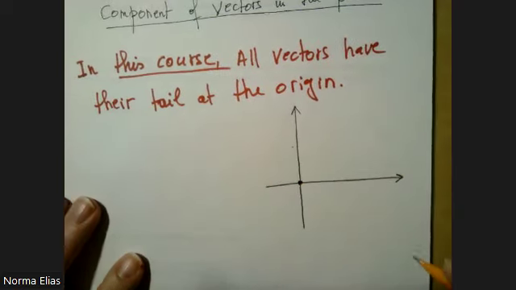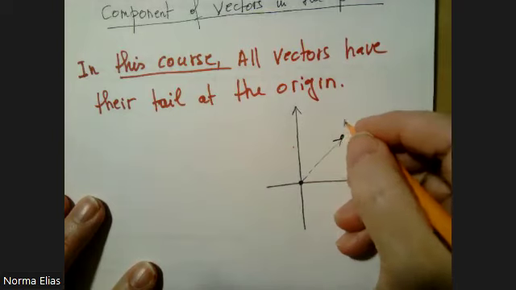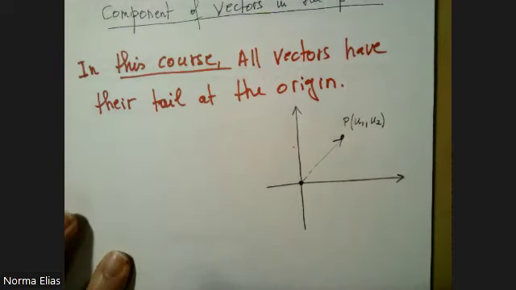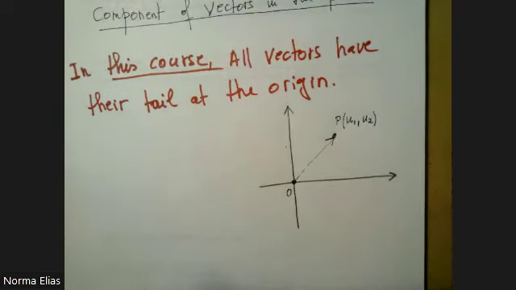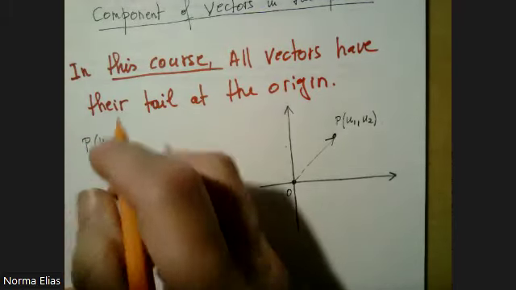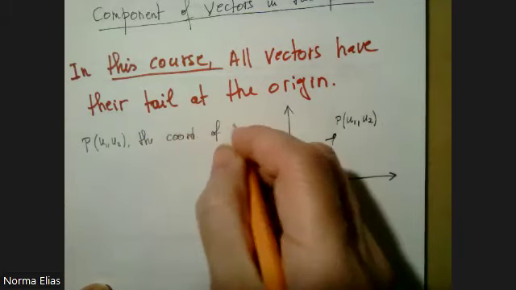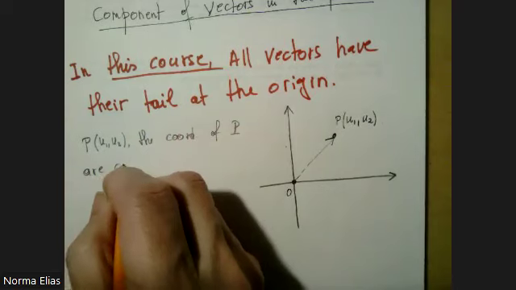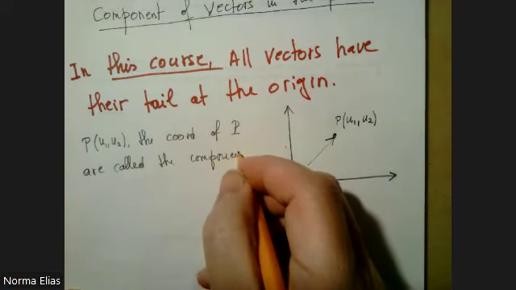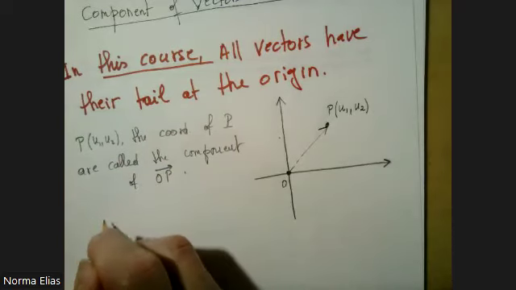As you realize, I'm drawing it from the origin. Suppose this is my vector. And that's a point P, which is the tip of the vector. And this point will definitely have two coordinates, u1 and u2. Okay, so that's O and that's P. So what are the components of the vector OP? Let P be a point with coordinates u1, u2. The coordinates of the point P are called the components of the vector OP. So what do I mean by that? It means you're going to write the following.